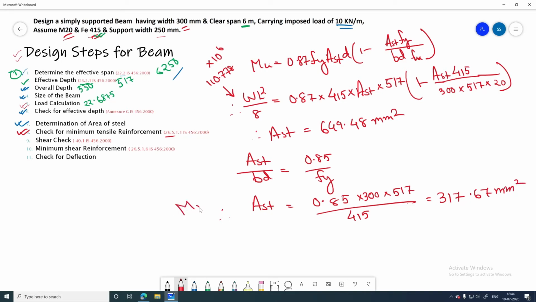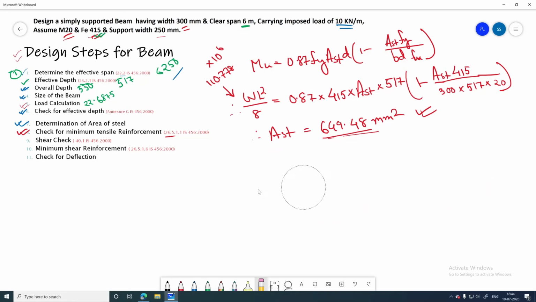So this is the minimum tensile reinforcement, but we provided the reinforcement, that is 649.48. So definitely it is safe, because this is the minimum one. Now if our value is less than this 317, then we need to consider this minimum value. Okay. So our value of AST is correct. So let's write it down, that is 649.48 millimeter square, that is the area of steel. I am removing this.